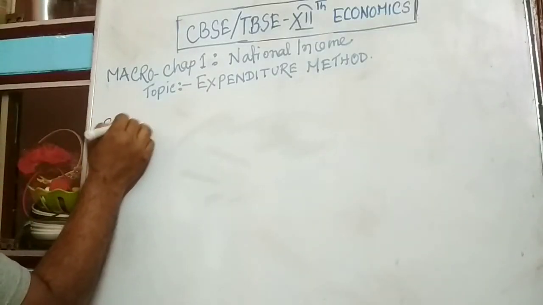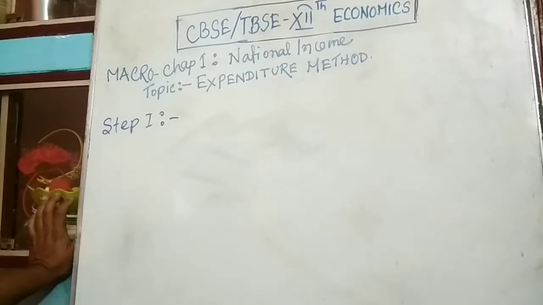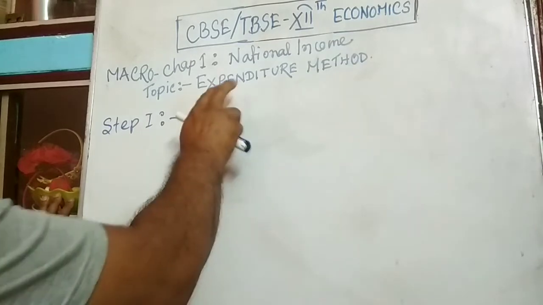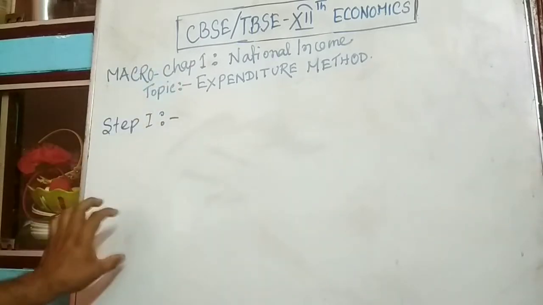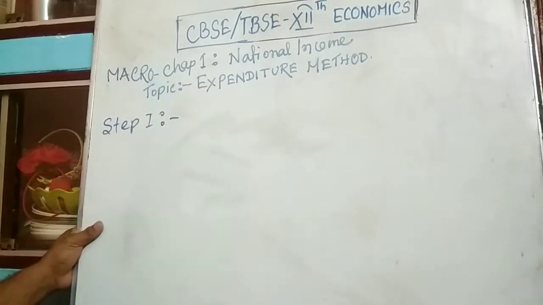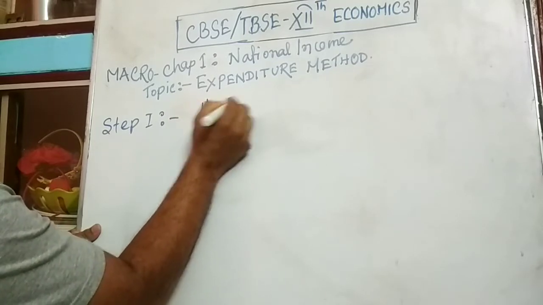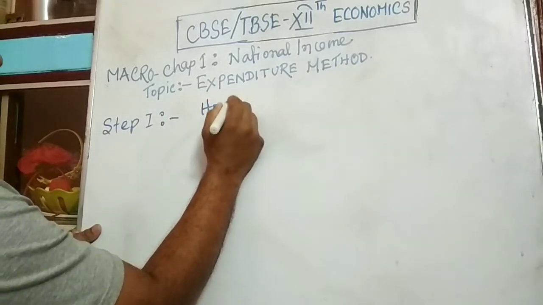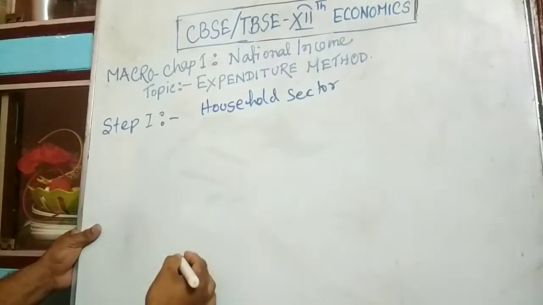Step 1. In the first step, same as the income method, all the enterprises or units of the society where final expenditures are done are identified. All the sectors of the economy where the final expenditure is done are identified. What are the economic sectors? First one is the household sector. We learned in the circular flow of income. The household sector makes final expenditure.